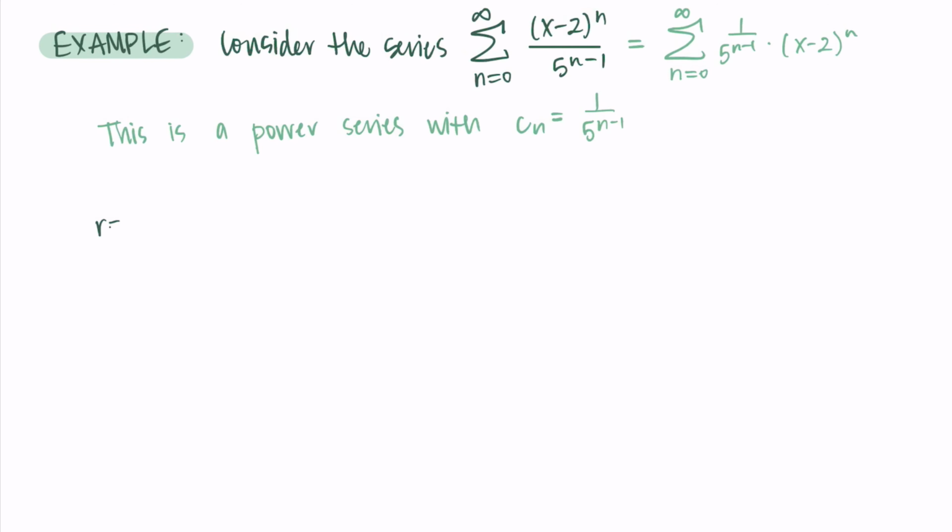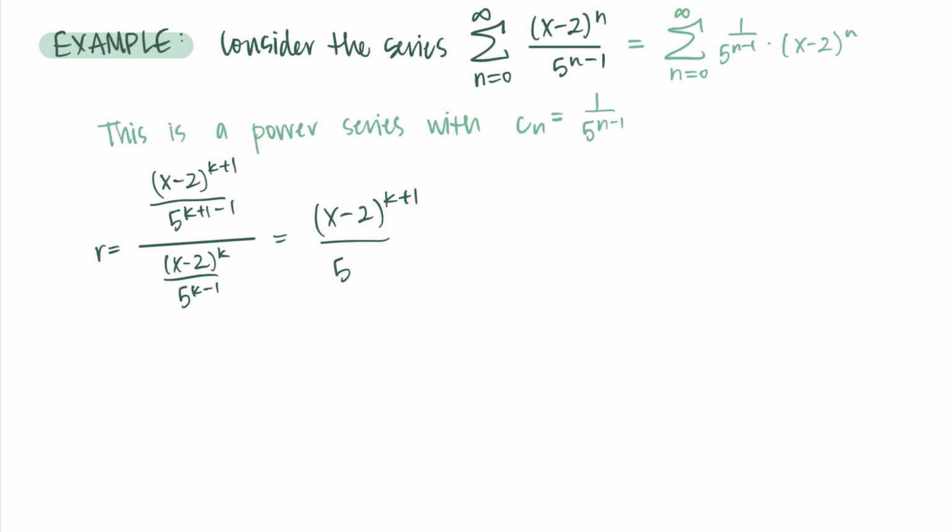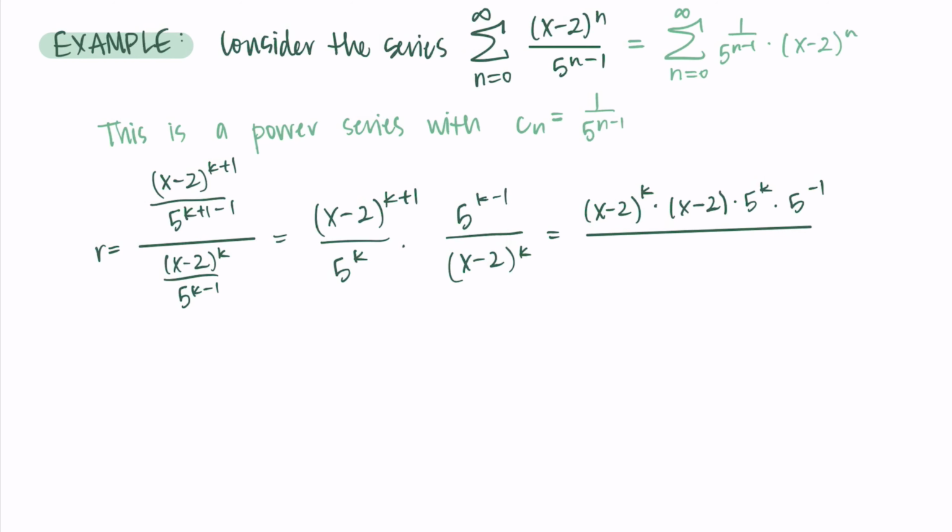Now to determine where this power series converges, we're going to use the ratio test. So first we substitute in k plus 1, and we divide it by what happens when we substitute in k. We're looking at subsequent terms here. And to simplify, I do the same thing I do with the ratio test. I multiply by the reciprocal. So I'm going to rewrite (x minus 2)^(k plus 1) as (x minus 2)^k times (x minus 2). Similarly, for 5^(k minus 1), I'm writing it as 5^k times 5 to the negative 1. And I'll leave the denominators the same.